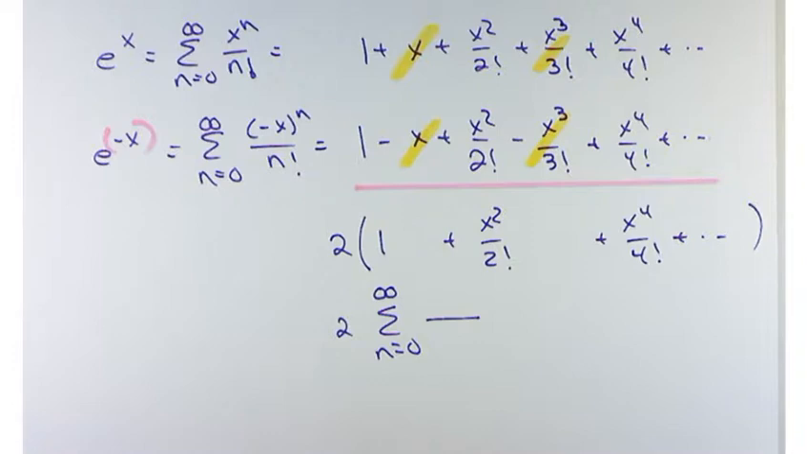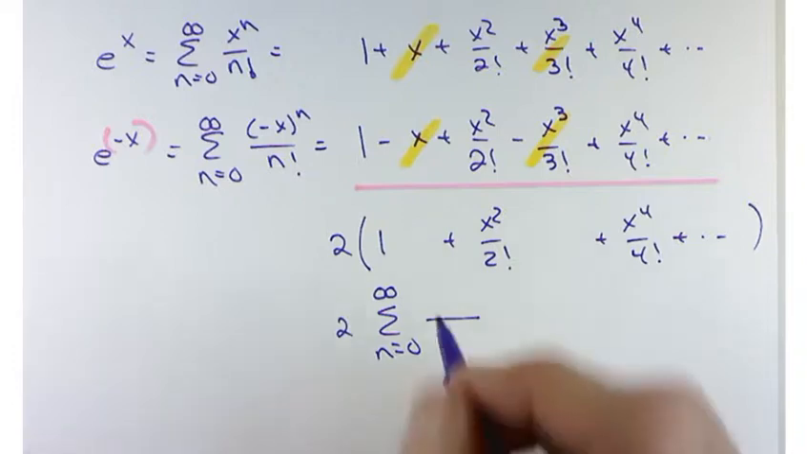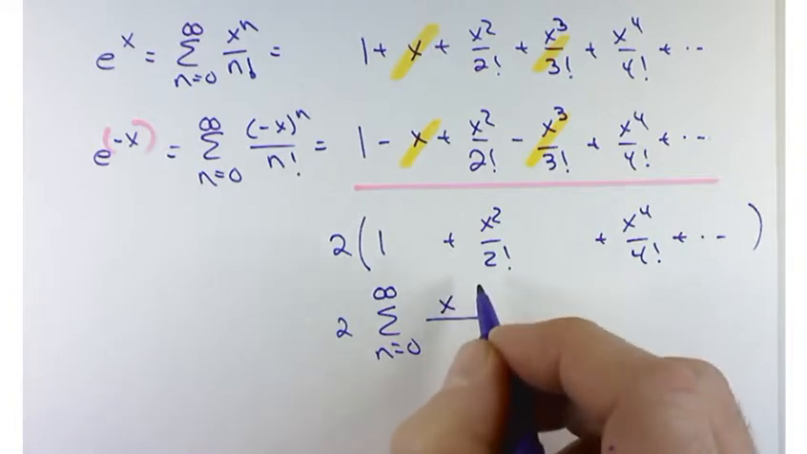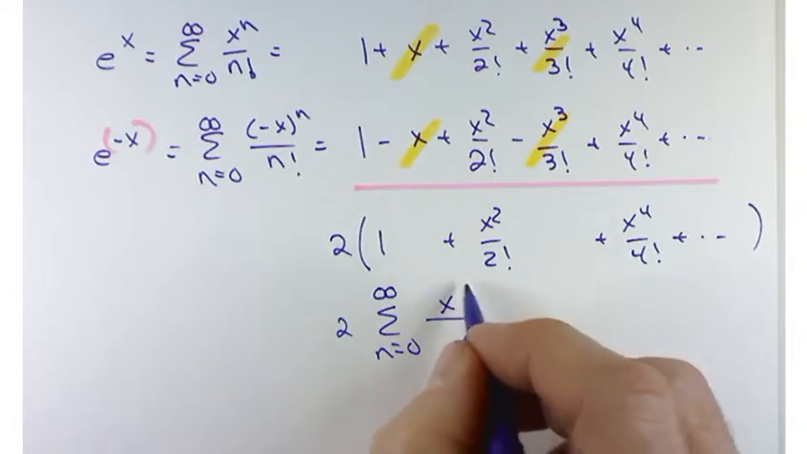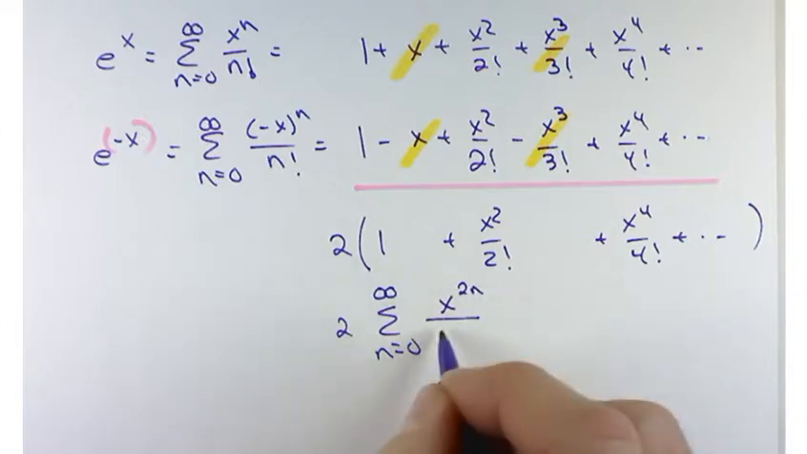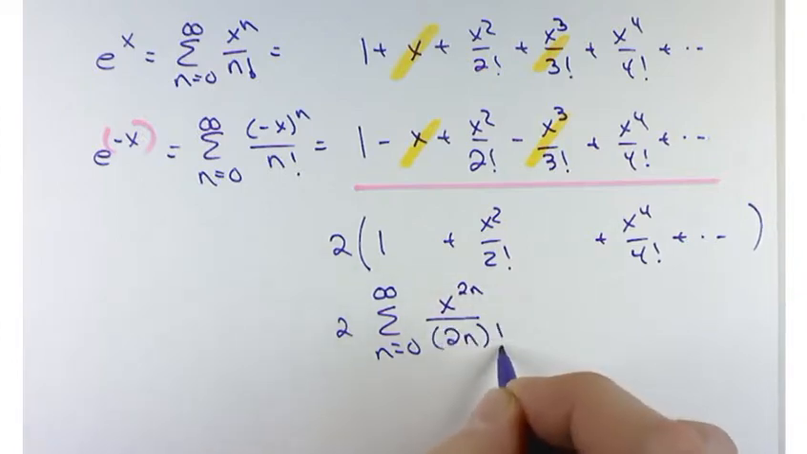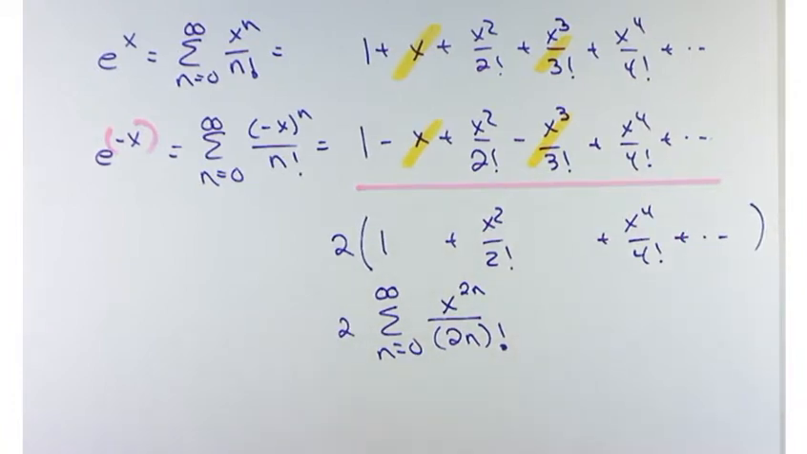Anyone got it? X to what power? 2n over 2n factorial. This makes sense if you think about it a little bit further.